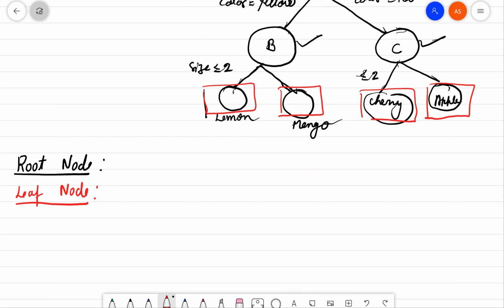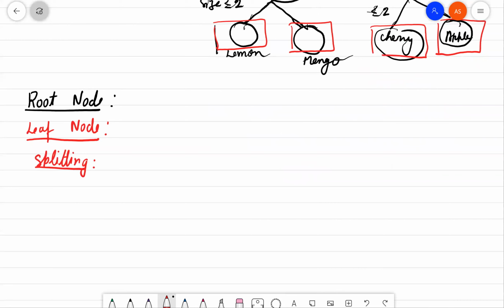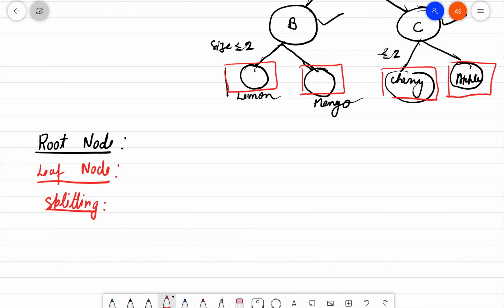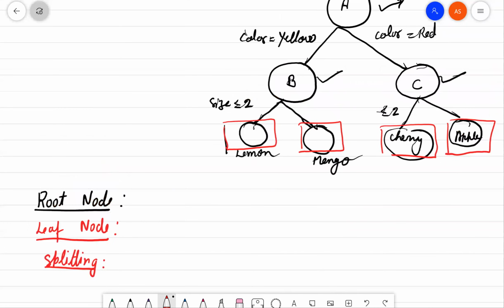And the next terminology which is used in this decision tree is splitting. In splitting, we will divide the root node or sub nodes into sub nodes on the basis of some condition. Here, as we have divided this A, we have split A into B and C, and we have split this B into this lemon and mango. So this is called splitting. And we are splitting the node on the basis of a certain condition.